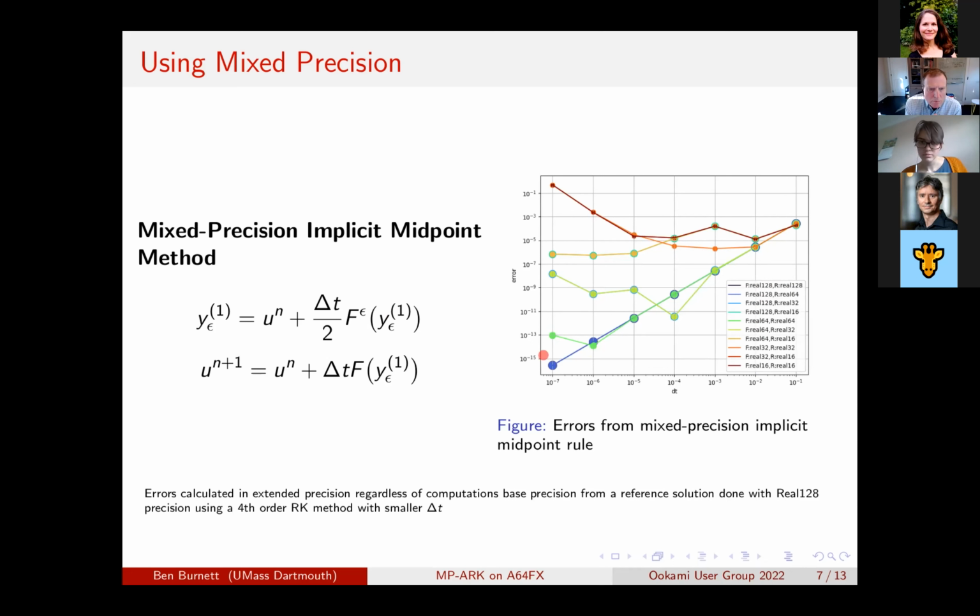10 to the minus 16th before it succumbs to floating point roundoff error, which we would expect. Quadruple precision, we cut off before it does anything else. And with the mixed double single, we are able to achieve higher accuracy, but it's rather unstable. So this is a naive mixed precision implementation.